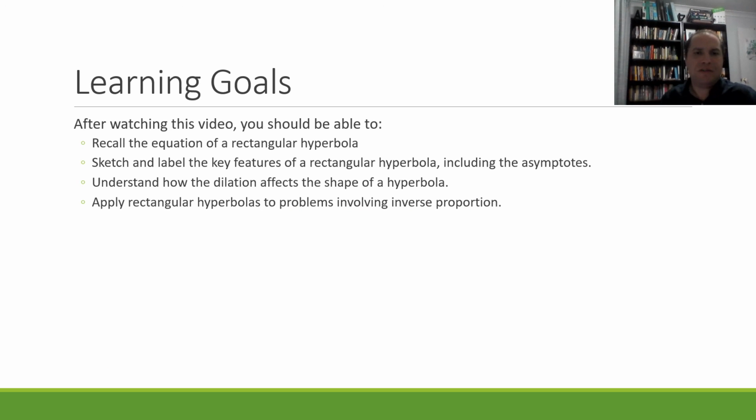Alright, so after watching this video, students, you should be able to recall the equation of a rectangular hyperbola, sketch and label the key features of the rectangular hyperbola, including the asymptotes, understand how dilation affects the shape of our hyperbola by moving it away from the asymptotes or towards, or by flipping it over, and then apply rectangular hyperbolas to solve problems involving inverse proportion.